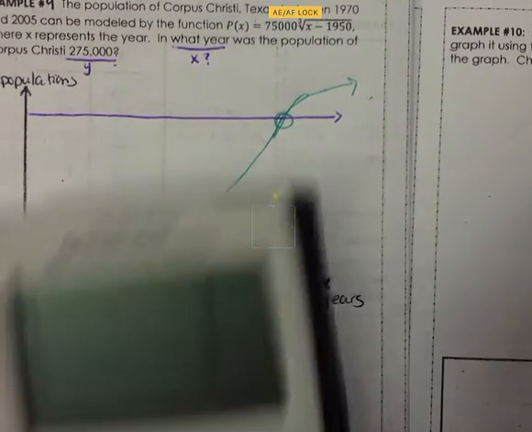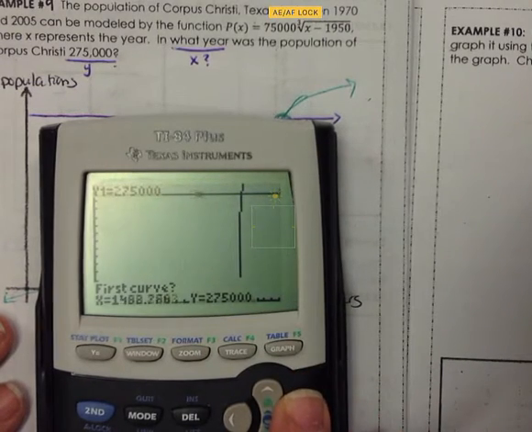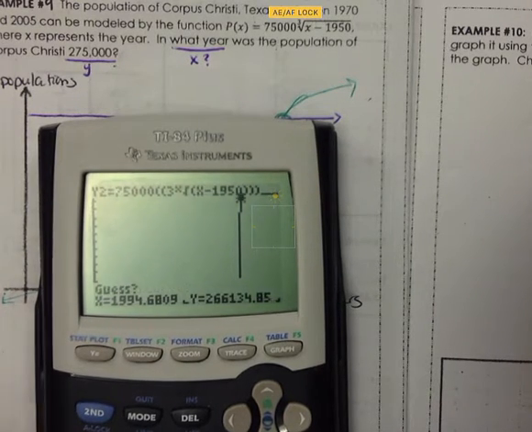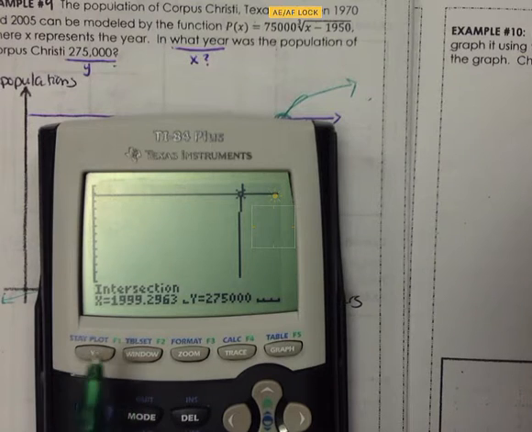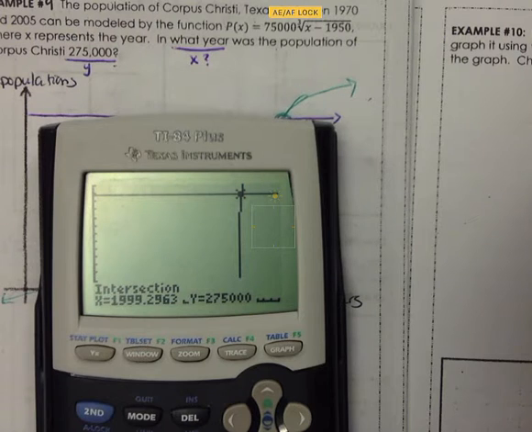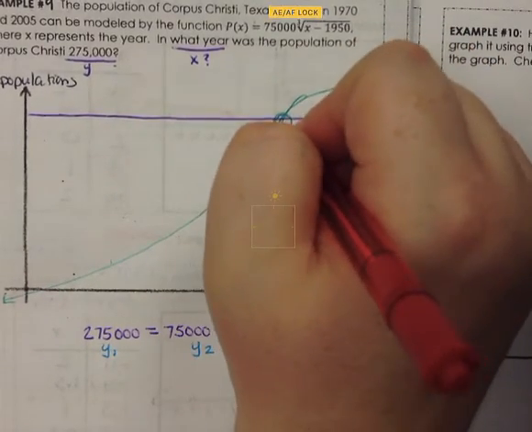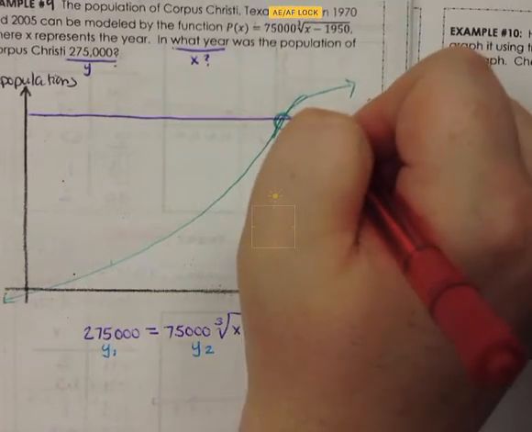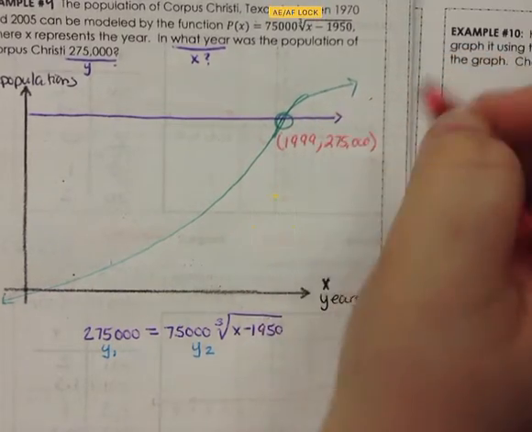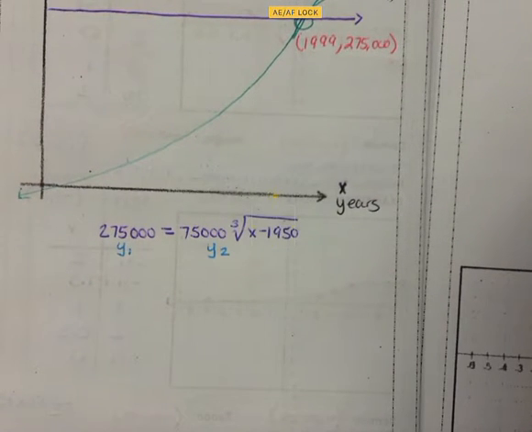Since we have our graph, we can do second trace 5. Go over to that intersection, and then press enter, enter, enter. So it looks like in the year 1999, we're going to have 275,000 people in Corpus Christi. So that coordinate is roughly 1999, comma, 275,000. That means that in 1999, we'll have that population.